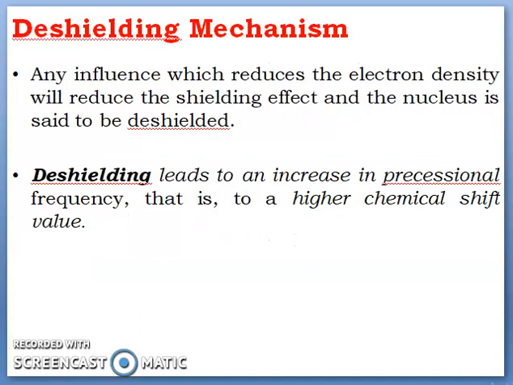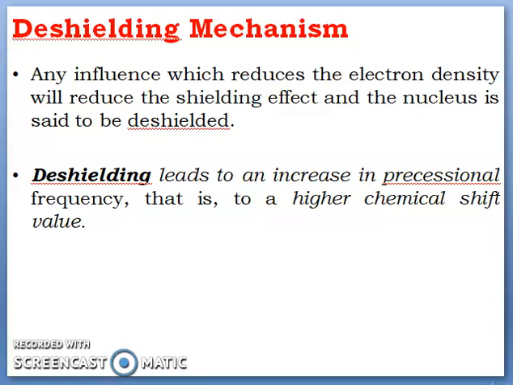Whereas, any influence which reduces the electron density will reduce the shielding effect on the nucleus, and the nucleus is said to be deshielded. Deshielding leads to an increase in the precessional frequency, that is, to a higher chemical shift value.